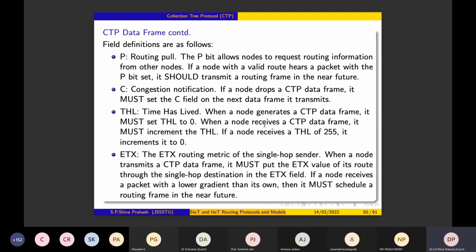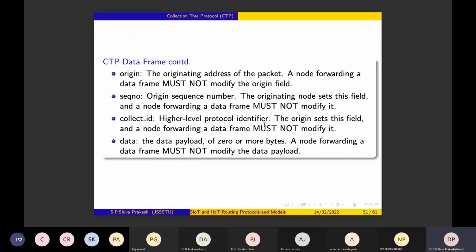And the ETX is the routing metric of a single hop sender. When a node transmits a CTP data frame, it must put the ETX value of its route through the single hop destination in the ETX field. If a node receives a packet with a lower gradient than its own, then it must schedule a routing frame in the near future.